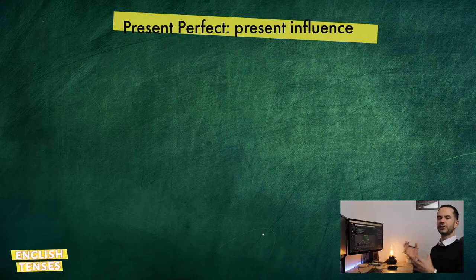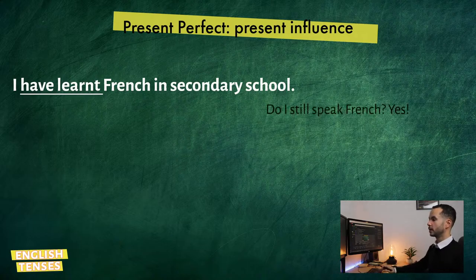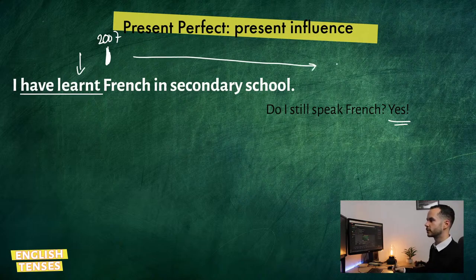So let's talk about this present influence thing. I mentioned with the videos on Harry Potter that you can talk about a particular moment in time when the films came out, and then we talk about from that moment on until now. So, I have learned French in secondary school. This is a sentence in present perfect, because the question is, do I still speak French? Well, yes, I do. So the learning of French started in the past, in my case 2007, and it influenced the present. In 2021, I still speak French.